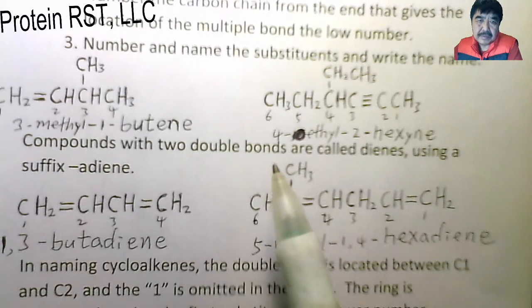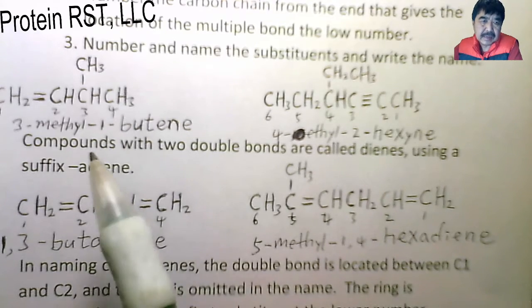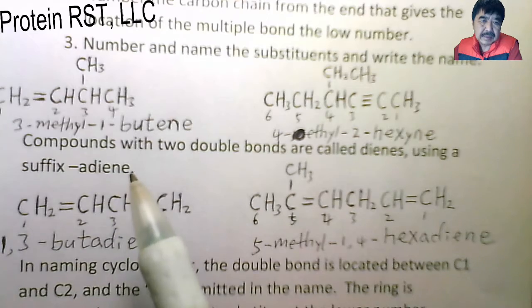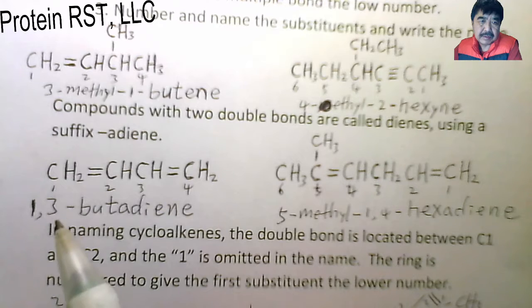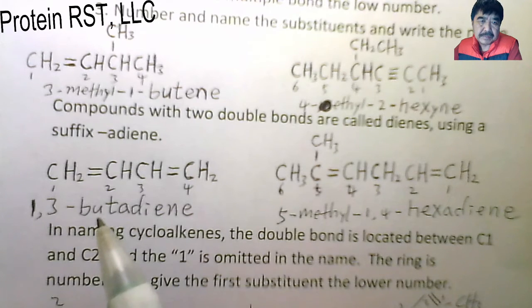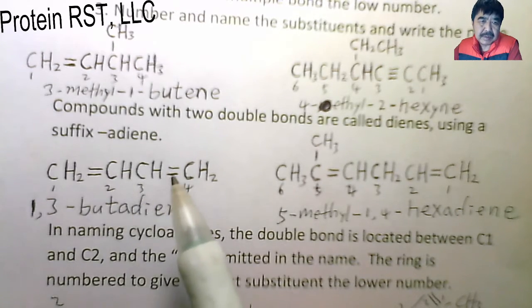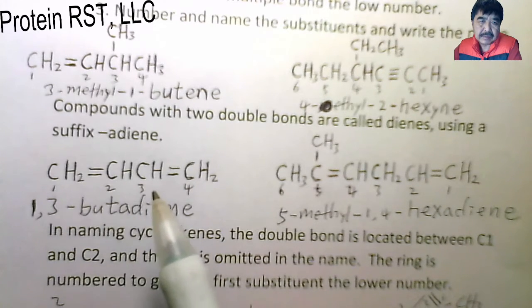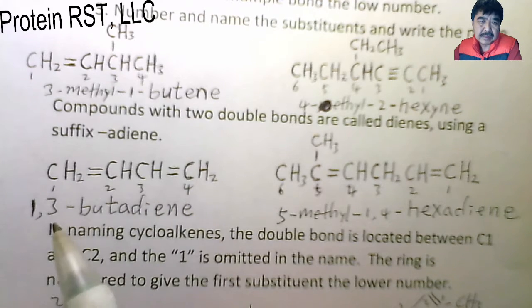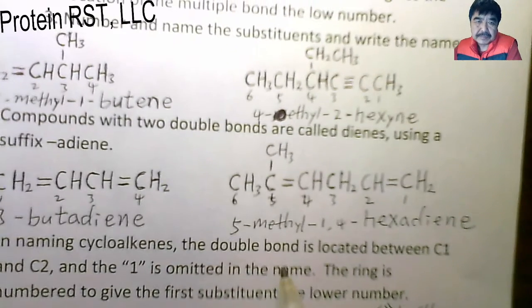Compounds with 2 double bonds are called dienes, using the suffix adiene. Take a look at the examples. This molecule is called 1,3-butadiene. This molecule has 2 double bonds. One is between C1 and C2, another one is between C3 and C4. Therefore, it is called 1,3-butadiene.